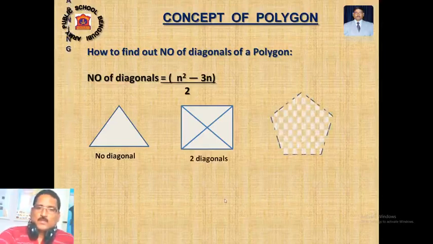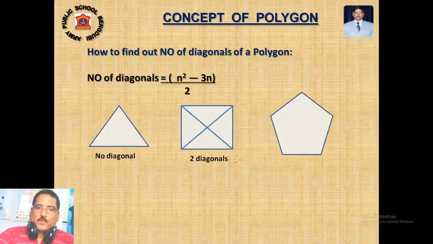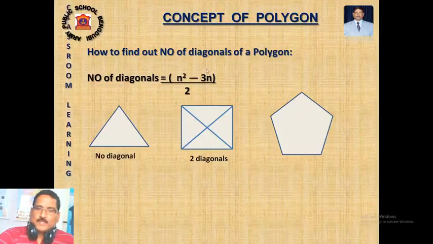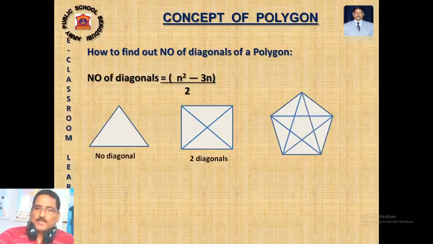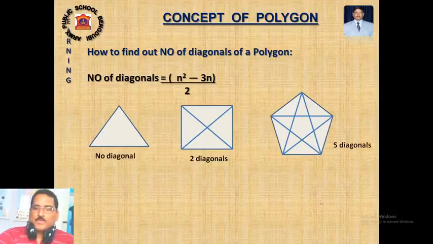Clear? Now the next figure is the pentagon. So pentagon means 5. How many diagonals will it have? 5 squared means 25, minus 3 into 5 means 15. 25 minus 15 is 10. 10 divided by 2 is 5. That means if I draw diagonals, it will be 5 only. 1, 2, 3, 4, 5. From each vertex where I have tried to draw the diagonals, this will be the 5. So the number of diagonals of a pentagon is 5.